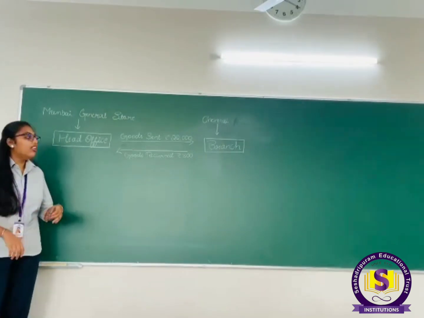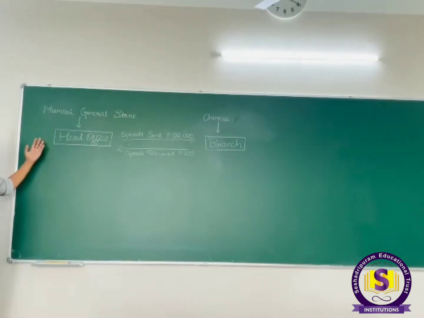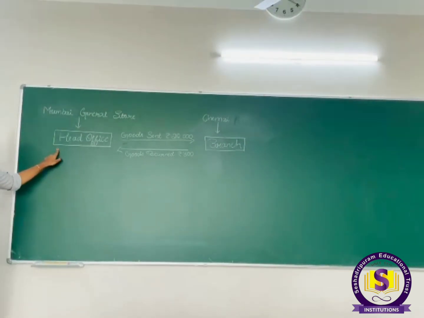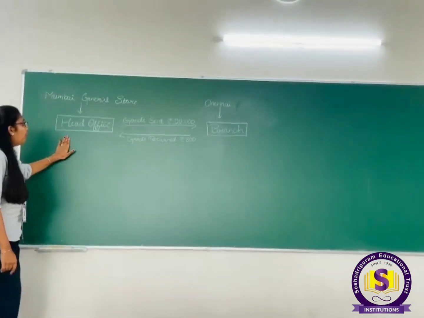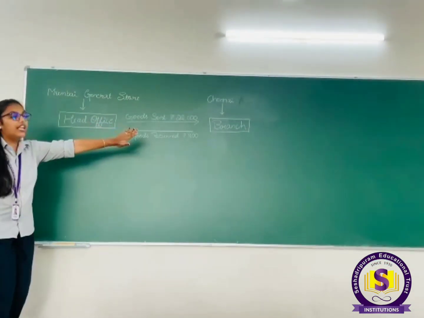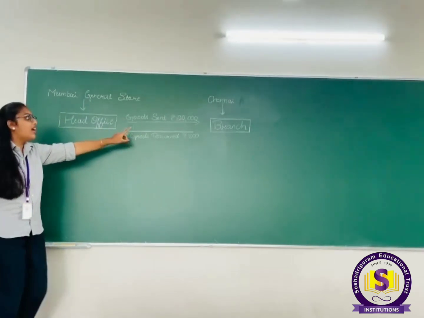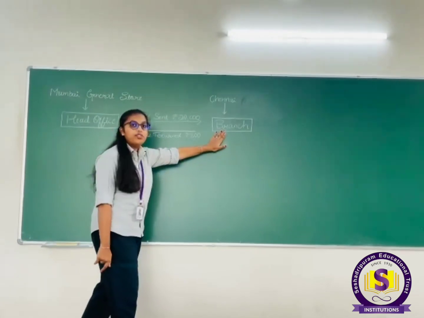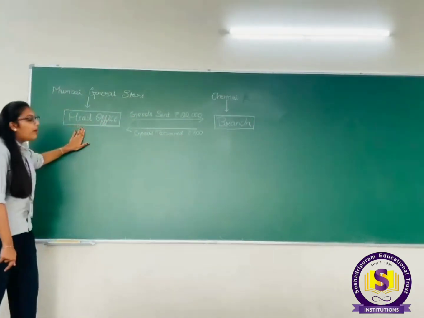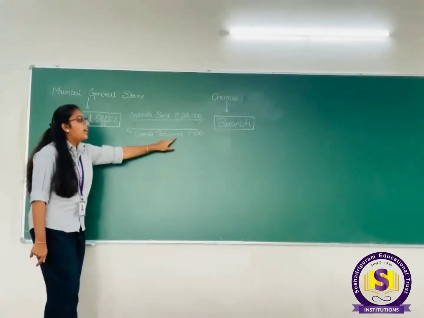As per the question, we can analyze that the Mumbai General Store is the head office and the Chennai is the branch. And from the Mumbai head office, goods are sent to the Chennai branch for rupees 22,000. And goods are returned from the Chennai branch to Mumbai General Store for rupees 800.